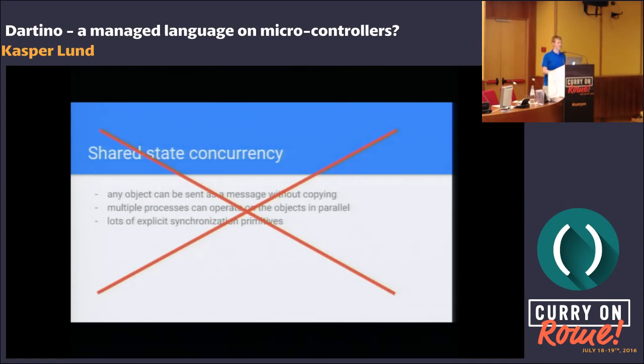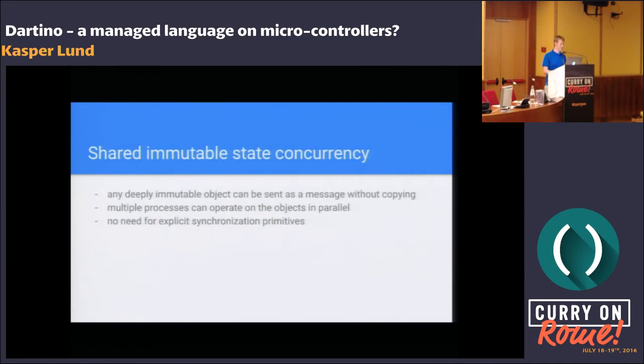They don't want that model. So that's not the model we implemented. We have something very similar though. And the only thing I had to add there was the immutable word. So any deeply immutable object can be sent as a message without copying it. So if the runtime can guarantee and can prove that what you're sending cannot be changed after you send it at all, then it's fairly safe for us to share these things, and you can have these multiple processes operate on these objects without any issues. And then there's no need to have explicit synchronization support in the language or in the core libraries, in addition to what you get out of the channels.